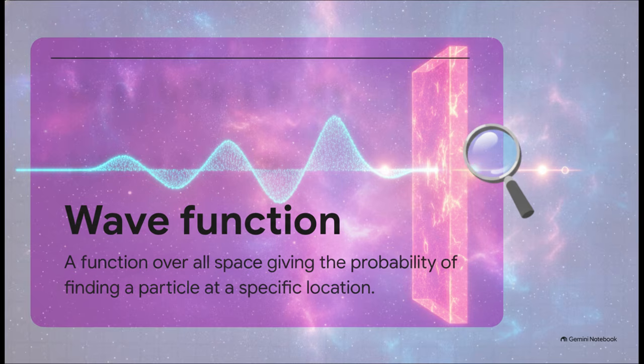Now, a wave function is defined over all space, and it determines the probability of finding that particle at any specific location. Because it behaves like a wave, its wave packet can spread out. And get this, it can actually be physically wider than the barrier it's hitting.